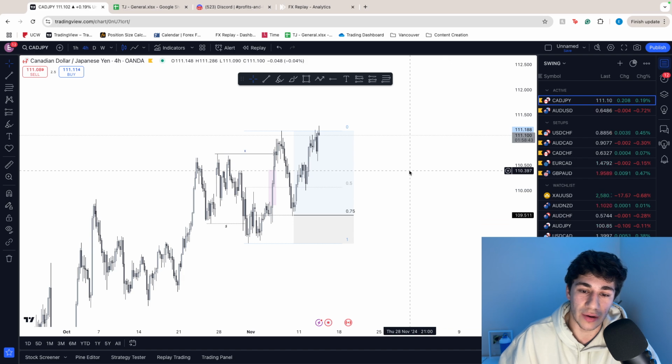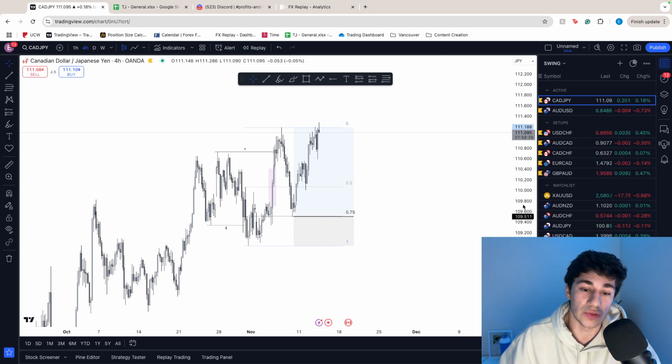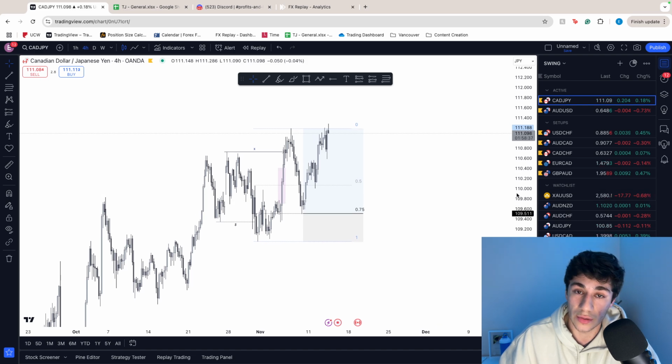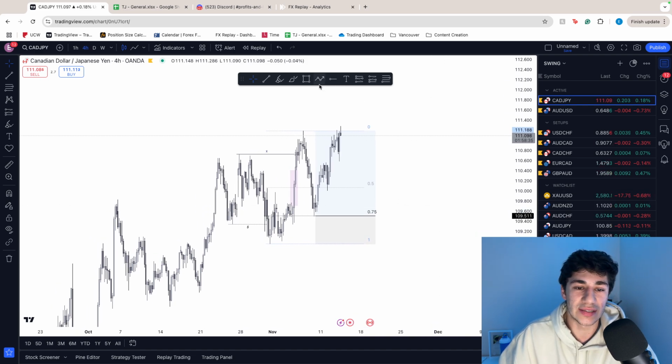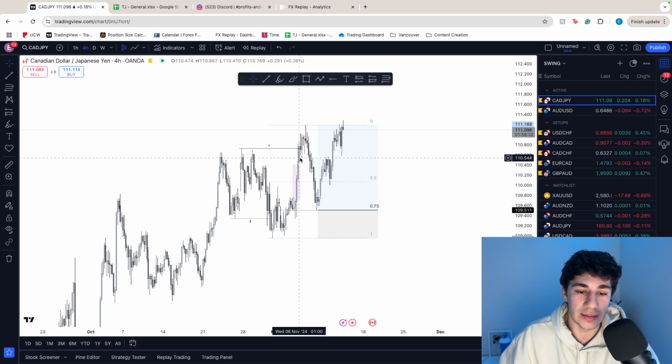So this is the trade on CAD-JPY. Today it hit our TP for a 1:3 risk reward, so a 3% profit. I risked 1% in this trade. And as we can see, the reason behind this setup is the following.